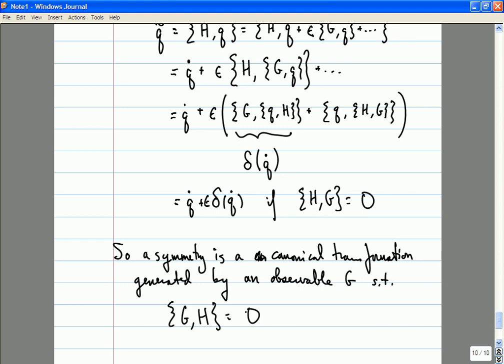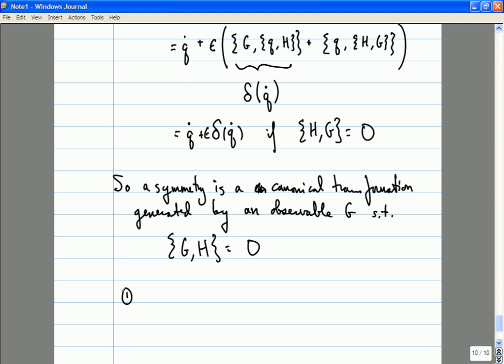And this has two implications. The first of which is that the time derivative of G is equal to 0, because the time derivative of an observable, according to Hamilton's equation, is the Poisson bracket of G with H. And the second is that the variation of the Hamiltonian under the canonical transformation generated by this generator G is equal to 0, because that is also the Poisson bracket of G with H. Thus, we see that there is a one-to-one correspondence between conserved quantities and symmetries of the Hamiltonian.